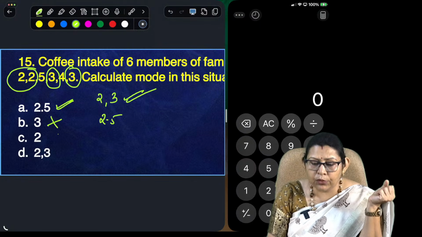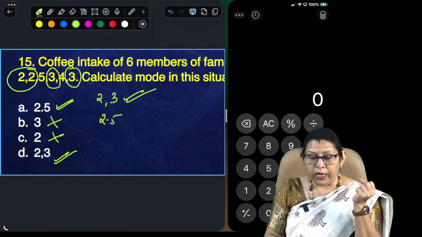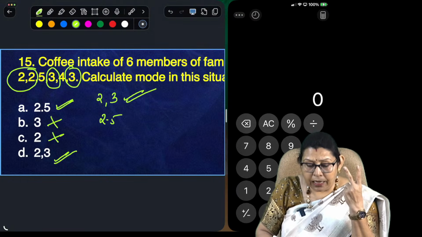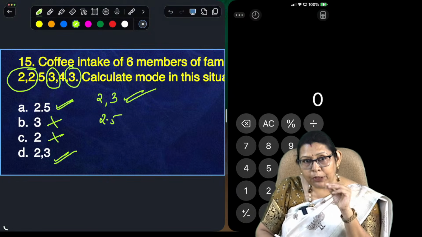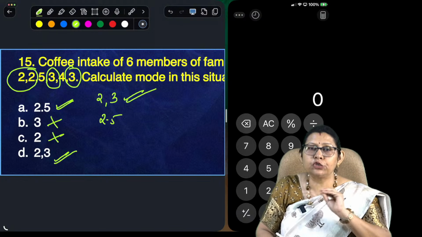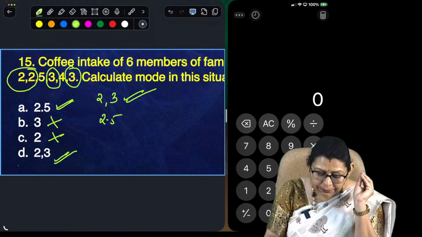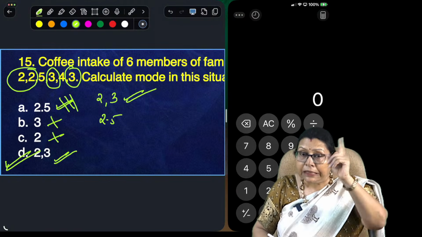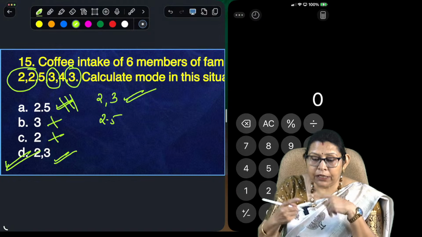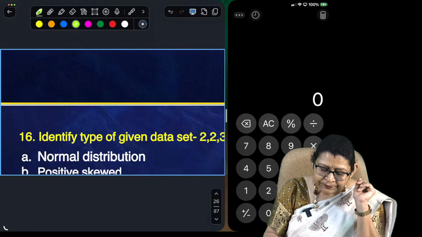3, it is not the mode. 2, it is not the mode. 2 and 3, yes, it could be the mode. Now you have both options, son. Those who are answering A, listen carefully: when you have both 2.5 and 2 and 3, the actual value is preferred over the average value. Remember this point. So here the better answer will be 2 and 3, not 2.5. If 2 and 3 had not been given, then you should have gone for 2.5. But if 2.5 and 2 and 3 are both there, then you have to choose the actual value. Remember this point.